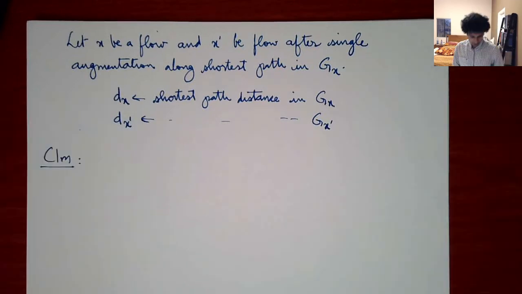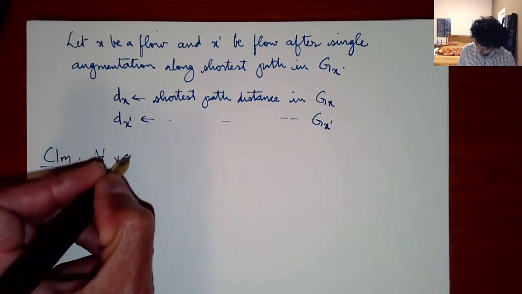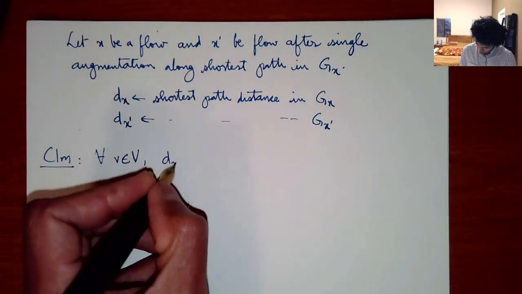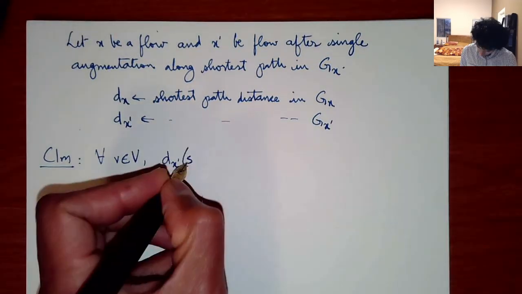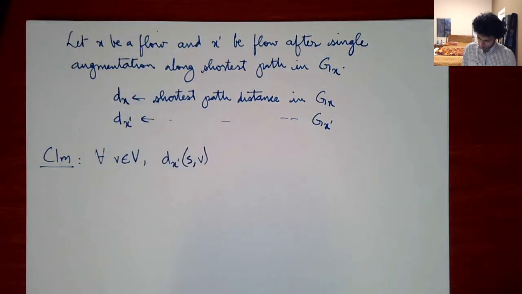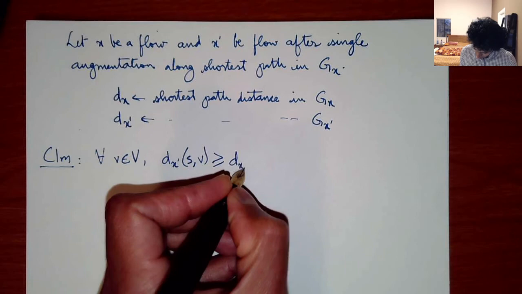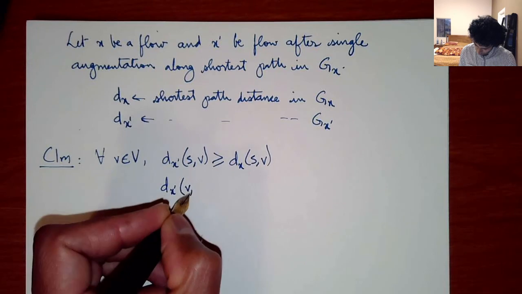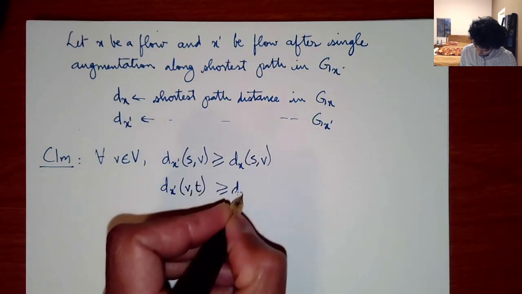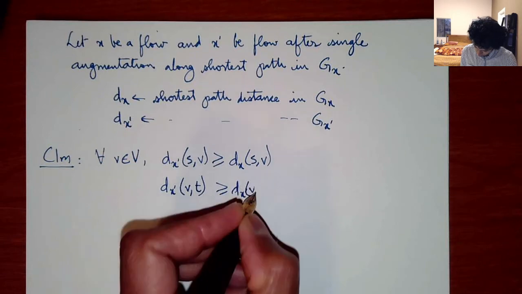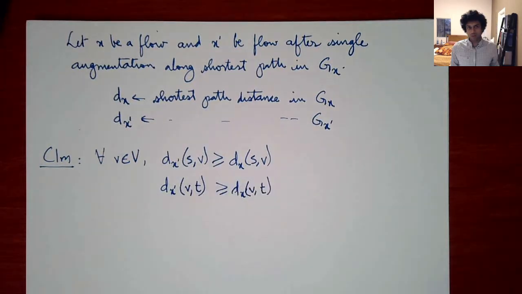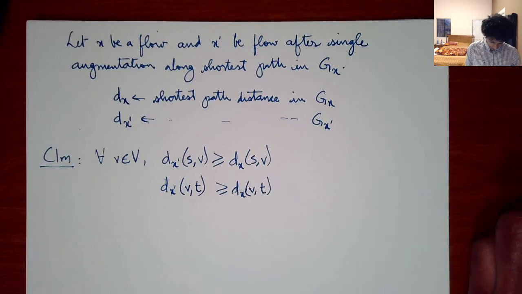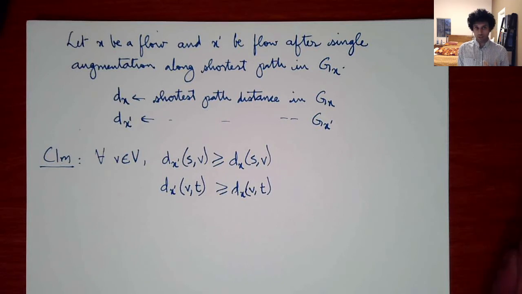So here's our first claim. Our first claim is that for all vertices, d of x prime from s to v, so you start from the source, you go to v, is greater than or equal to d of x from s to v, and d of x prime from v to d is greater than or equal to d of x from v to d. What this is saying is that after doing an augmentation, the shortest path distances never decrease. They either stay the same or they go up.